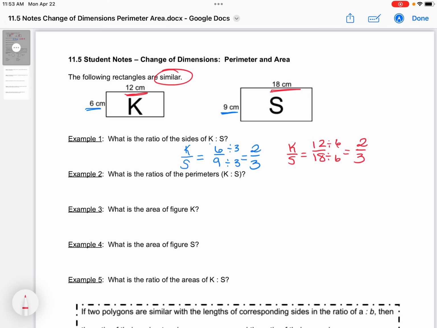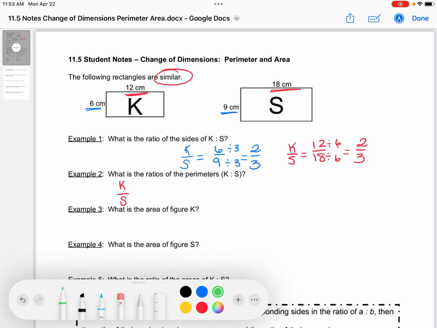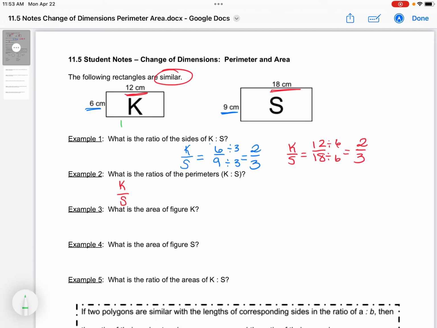Okay, so now let's talk about the perimeter of K and S. We're still doing a ratio. We're still putting K over S. So the perimeter is 12 times 2 plus 6 times 2. So that's 24 plus 12 is 36.